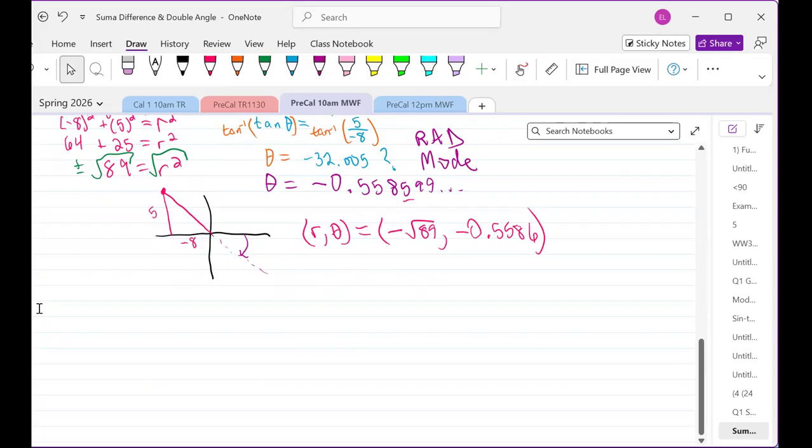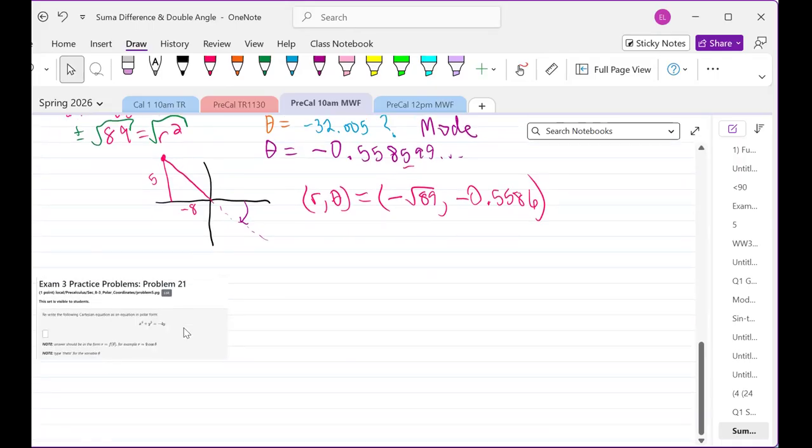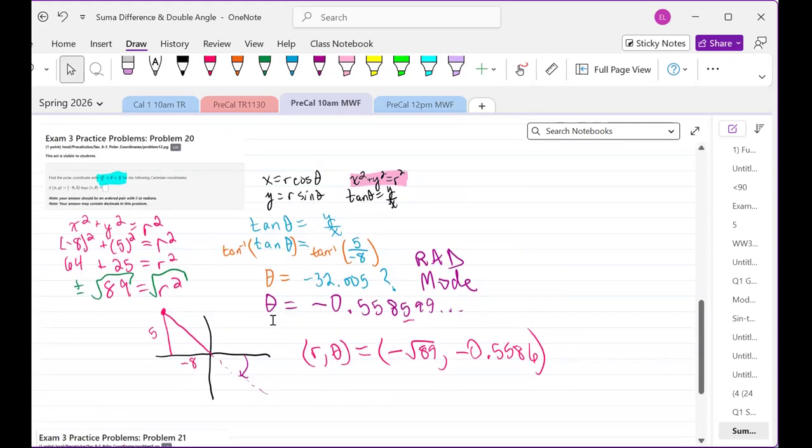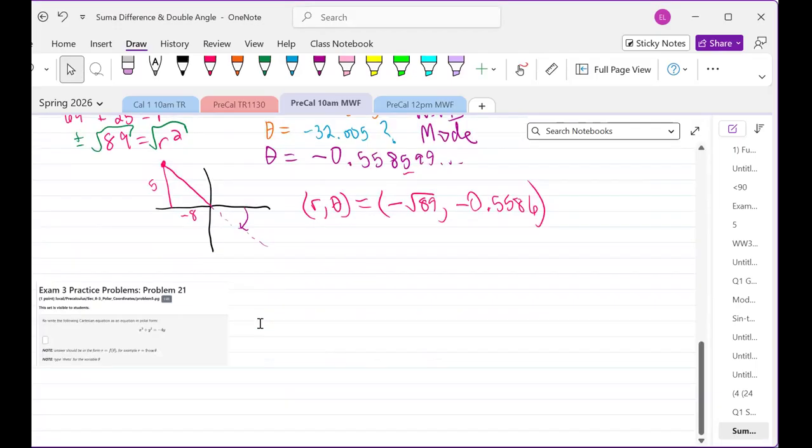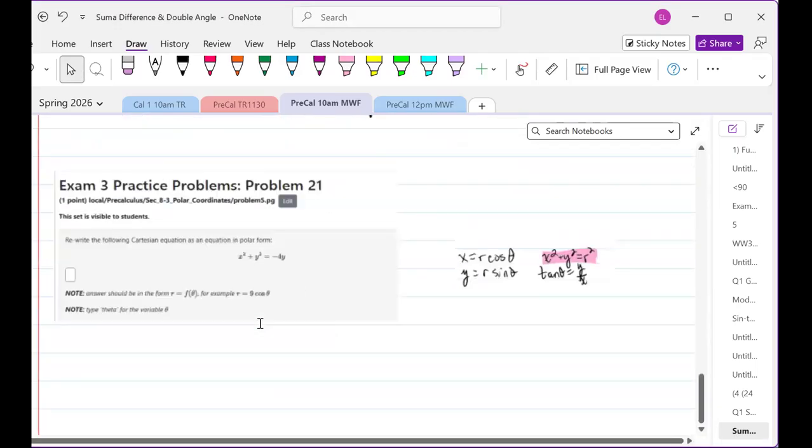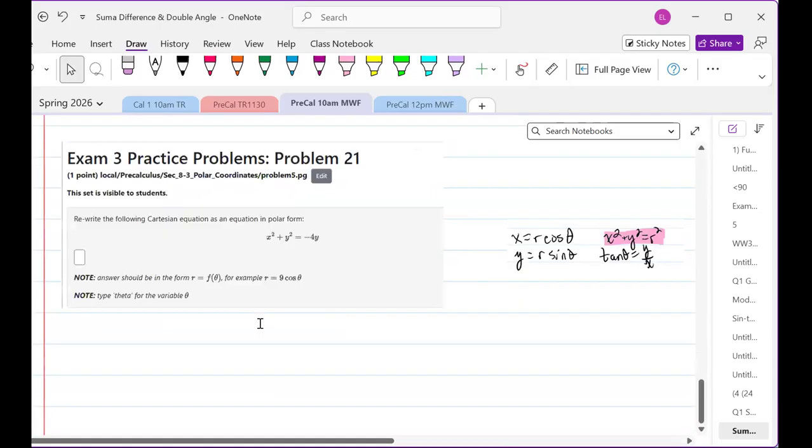Now, the other polar question, sorry, it's not a point, it's an equation. We're given a Cartesian equation, an XY equation, and we're being asked to convert it to polar form. So we have x squared plus y squared equals negative 4y.